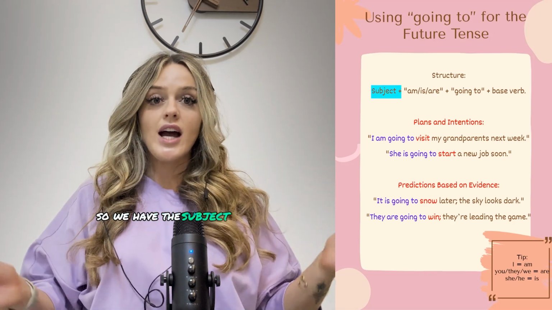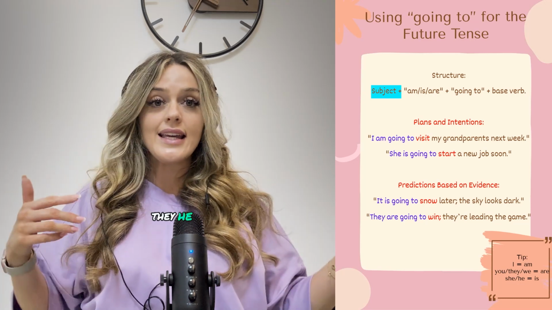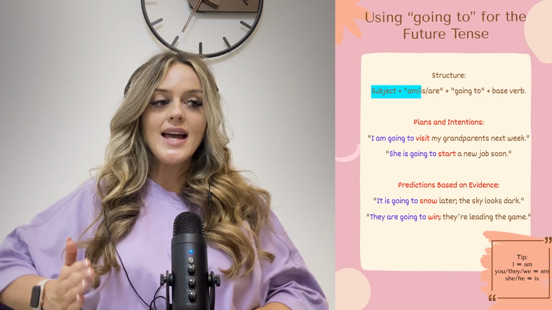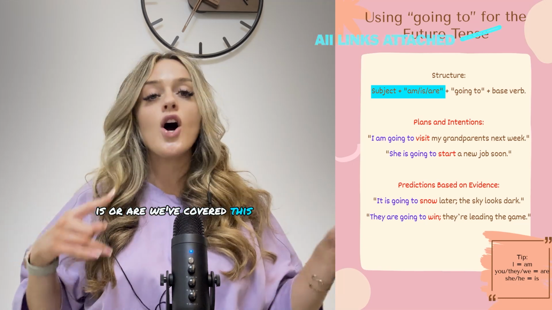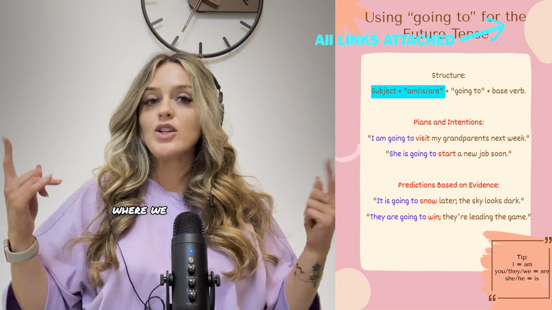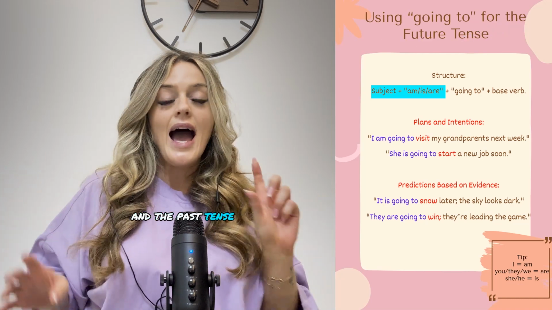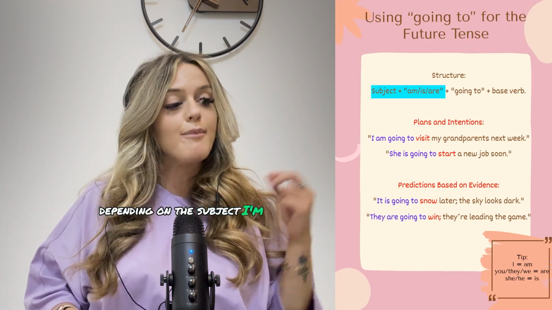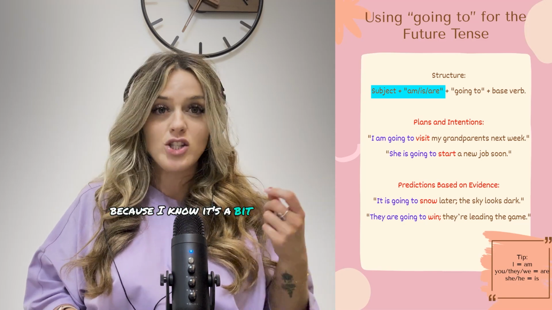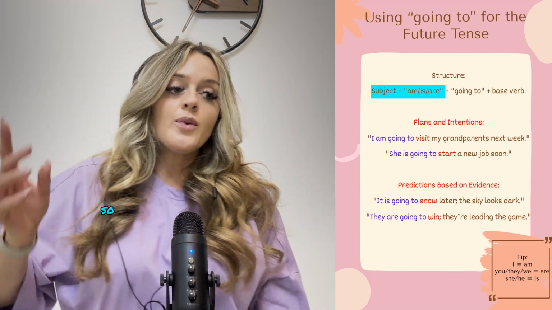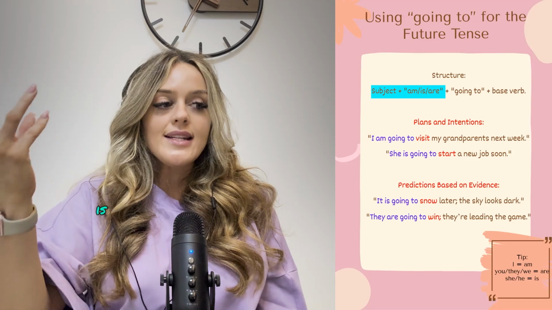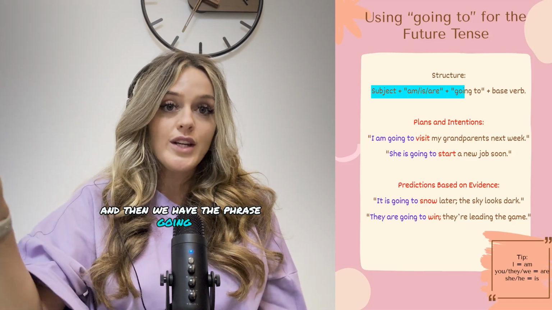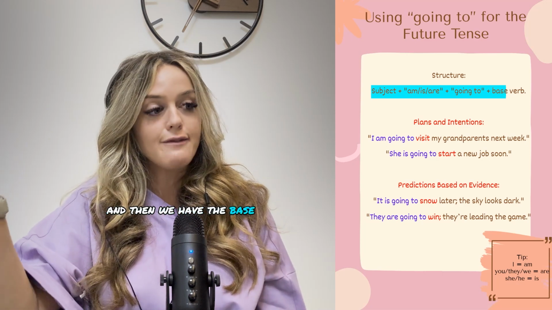So we have the subject: you, we, they, he, she, I. Then we have the word am, is, or are. We've covered this on previous episodes where we looked at the present tense and the past tense and how the word that we use changes depending on the subject. I'm going to go over that again because I know it's a bit tricky to understand. So we have the subject plus am, is, or are, depending on who we're talking about. And then we have the phrase going to, and then we have the base verb.